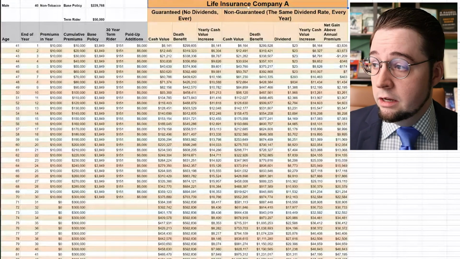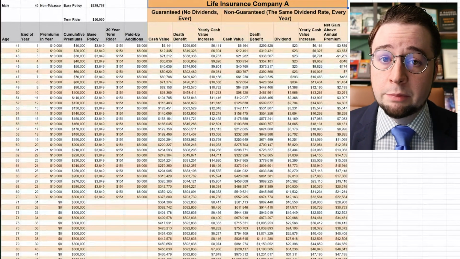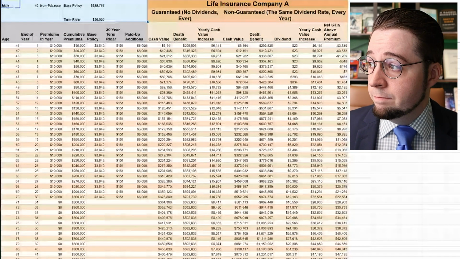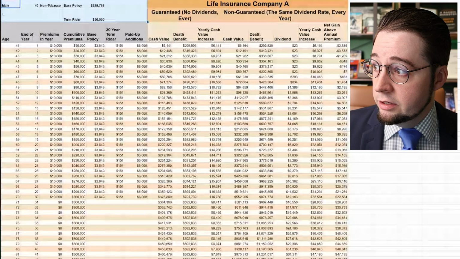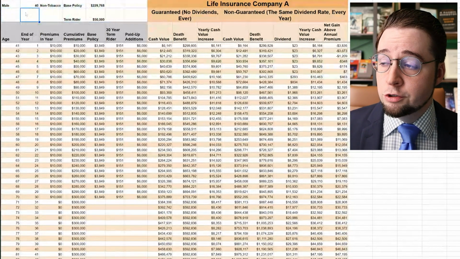We'll start with what we're going to call Life Insurance Company A. All right, I will be clicking around in this document, so please be sure to watch the video as we move through this information to make sure you're seeing what I'm seeing. Okay, so we're looking at a life insurance illustration from Life Insurance Company A. This is a whole life insurance contract, and you've got some basic facts up in the top left area here for who this insurance policy is insuring.